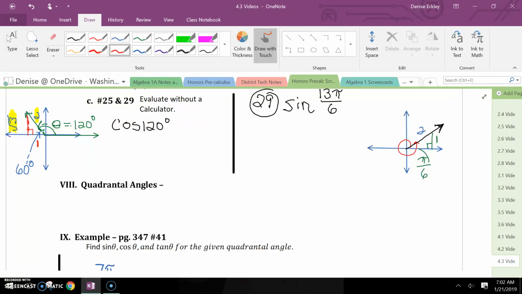So then I can easily find the cosine of 120 degrees. Now remember, this technically is -1 because we're on the negative x-axis. So we're looking for the cosine of 60 degrees. I'm going to use the adjacent over the hypotenuse. So in my little triangle, it's going to be -1 over 2, or -1/2. So that's the answer to number 25.